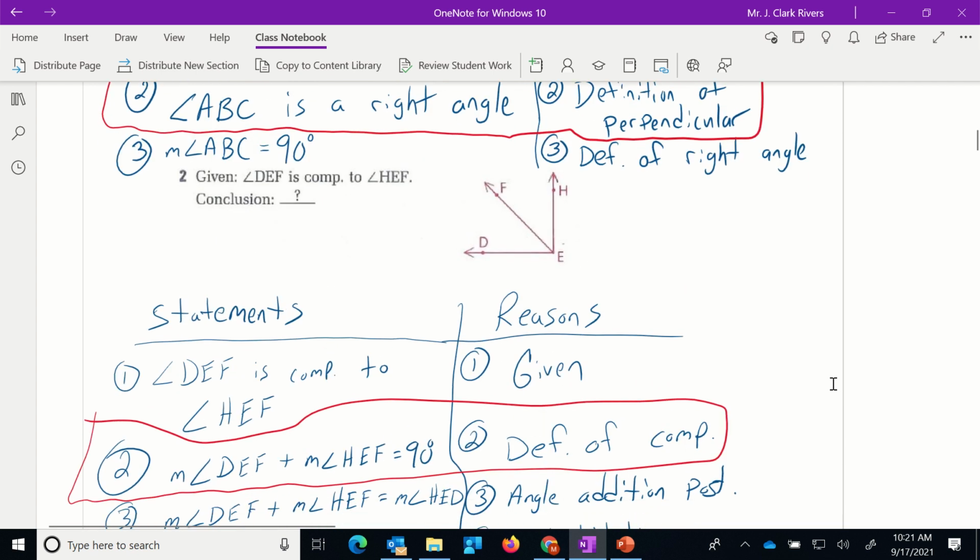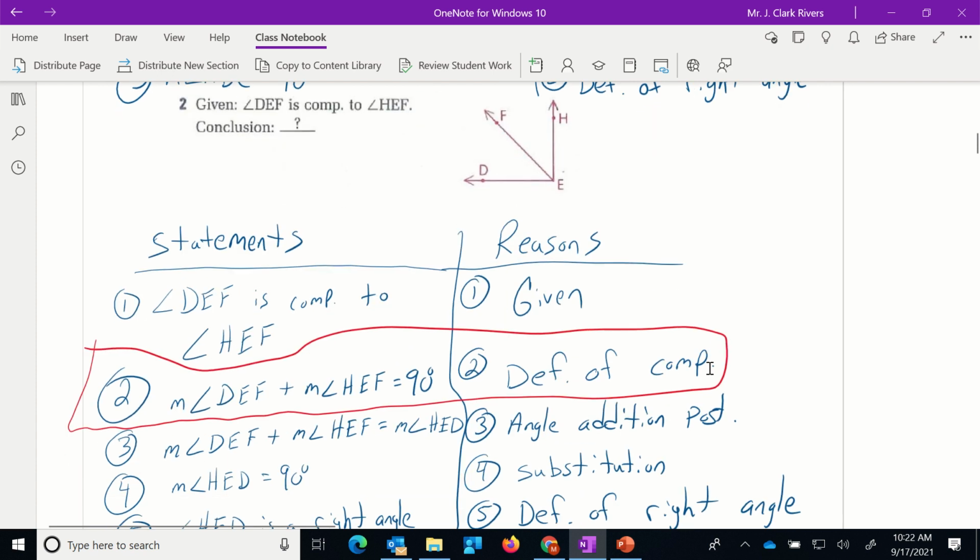Problem two. Given DEF, there is DEF right here. DEF is complementary to HEF. So HEF is here, DEF is there. You see that in our statement of reasons here in our two columns. DEF is complementary to HEF. Well, if they're complementary, that means that the sum of the angle measures is 90 degrees. So the measure of angle DEF plus the measure of angle HEF equals 90 degrees. Definition of complementary. That's what you should have had on your homework last night.